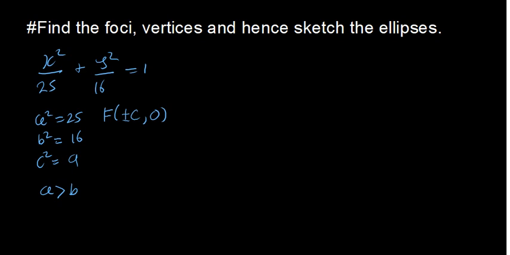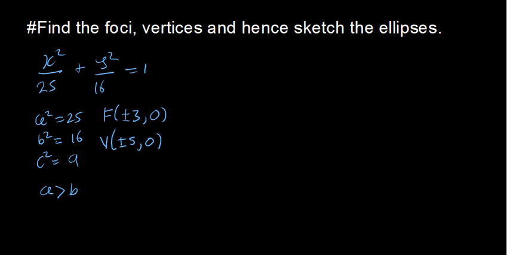So if our c squared is 9, meaning c is positive or negative 3, I can just substitute the 3 there. Then what about the vertices? I'll just indicate using V. So this is going to be positive or negative a comma 0. Okay, now the question is, what is our a? If you have a squared being 25, meaning your a is 5, which is just the square root of 25. So you have your vertices there.